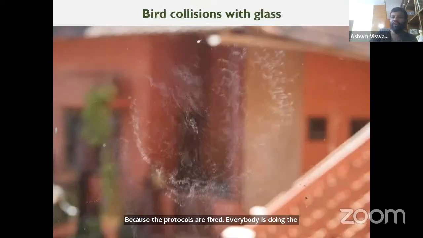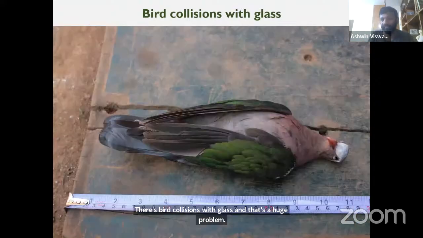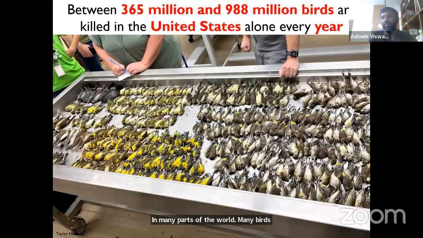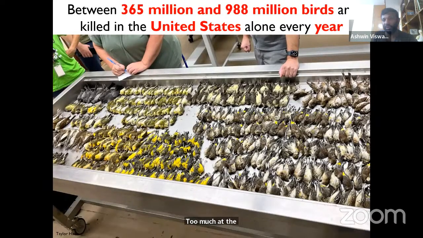Then quickly about conservation threat monitoring. There's bird collisions with glass, and that's a huge problem in many parts of the world. Many birds die when they collide with glass. We don't know about the problem in India too much at the moment, but almost 1 billion birds die every year in the US from collisions with glass.